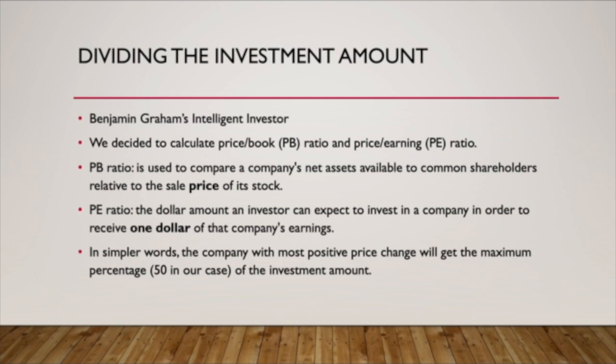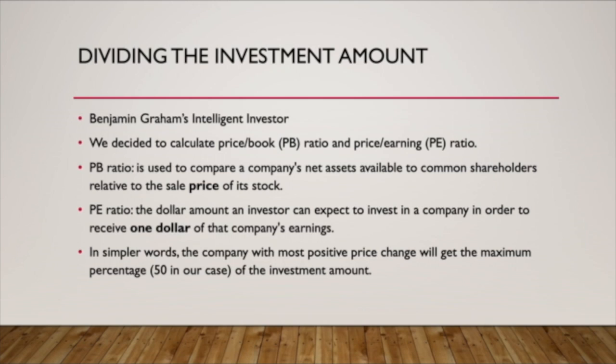So, for this particular division of the investment amount, we have used Benjamin Graham's Intelligent Investor. We calculated the price per book ratio and price per earning ratio. As mentioned here, the price per book ratio is used to compare a company's net assets available to common shareholders relative to the sale price of its stock, whereas the price per earning ratio is the dollar amount an investor can expect to invest in a company in order to receive $1 of the company's earnings.